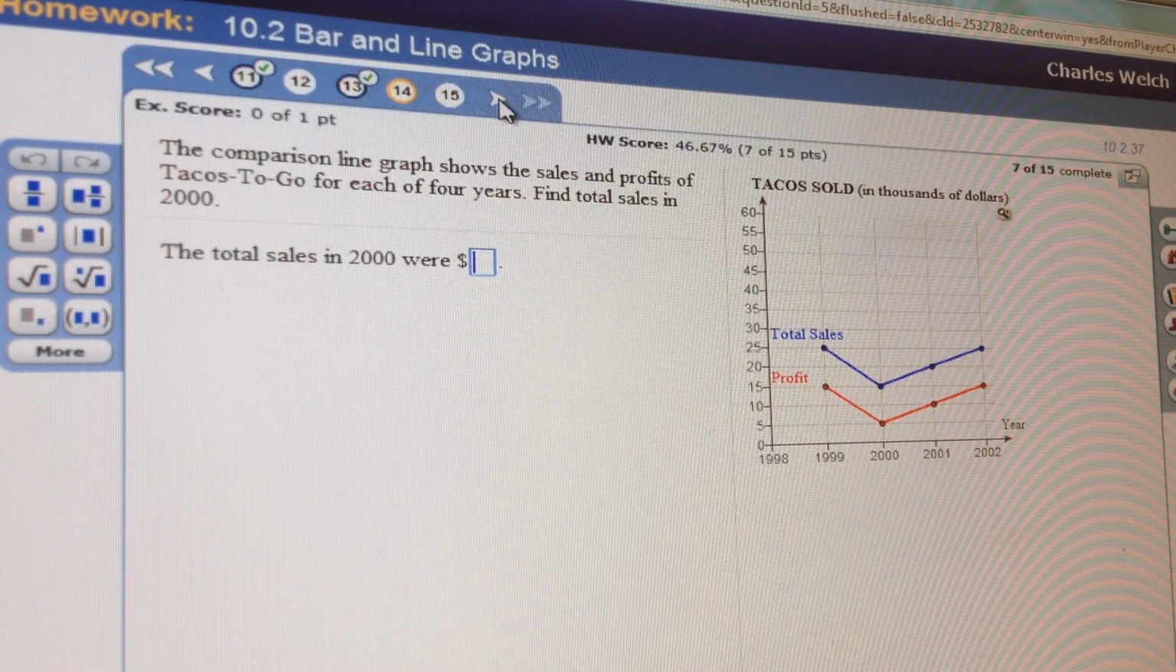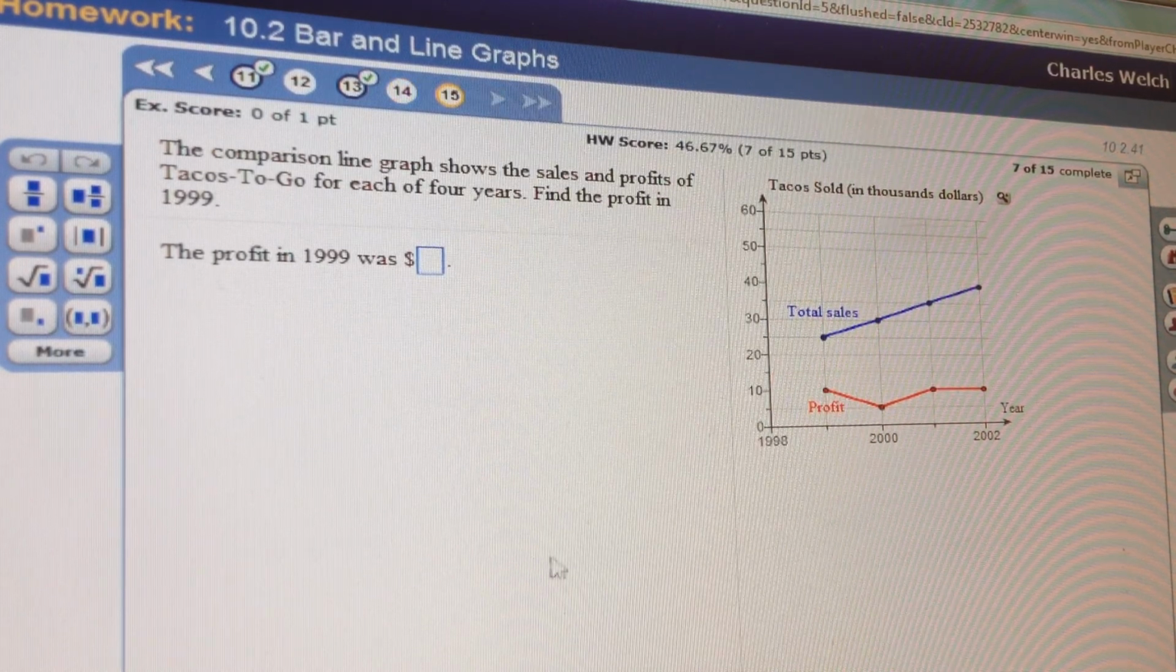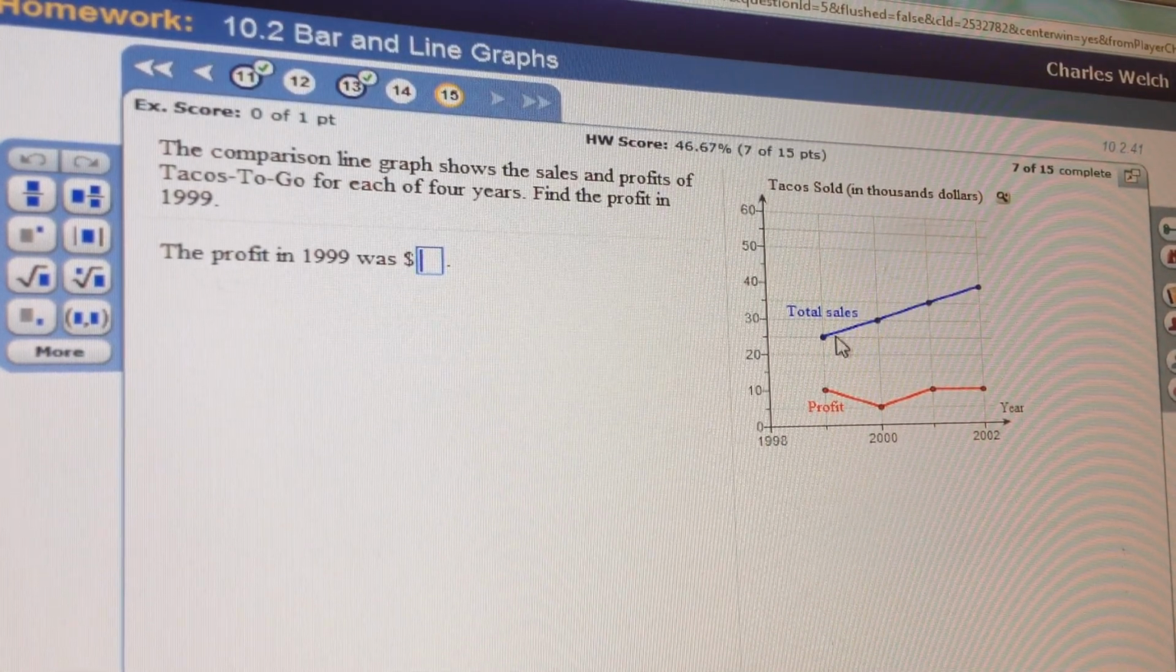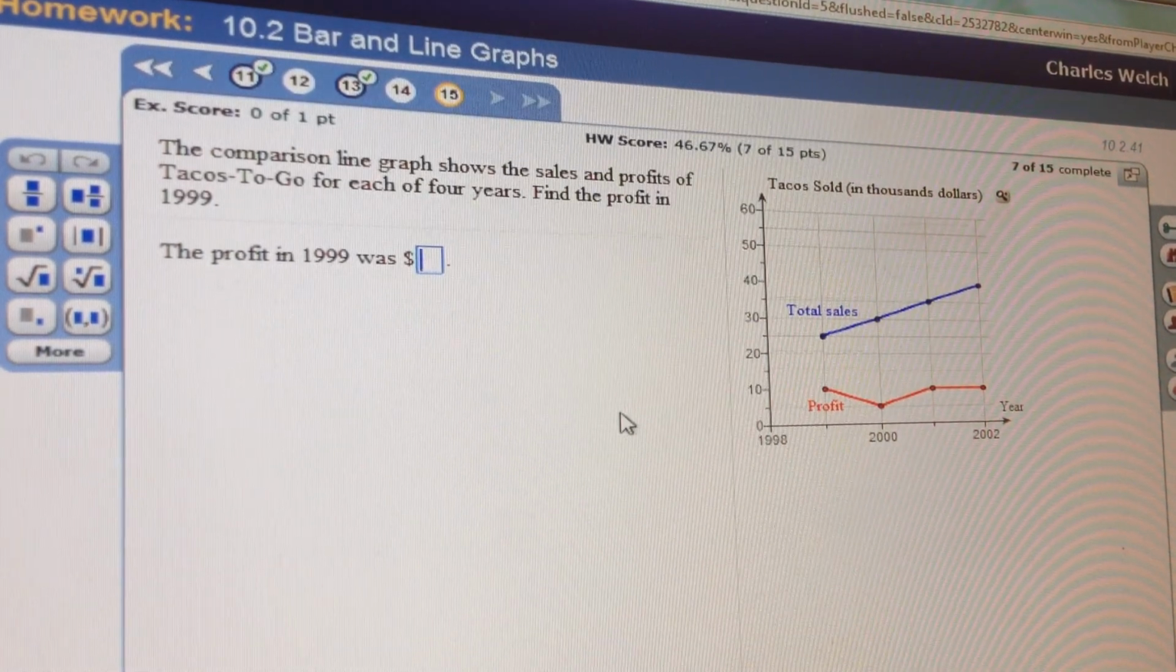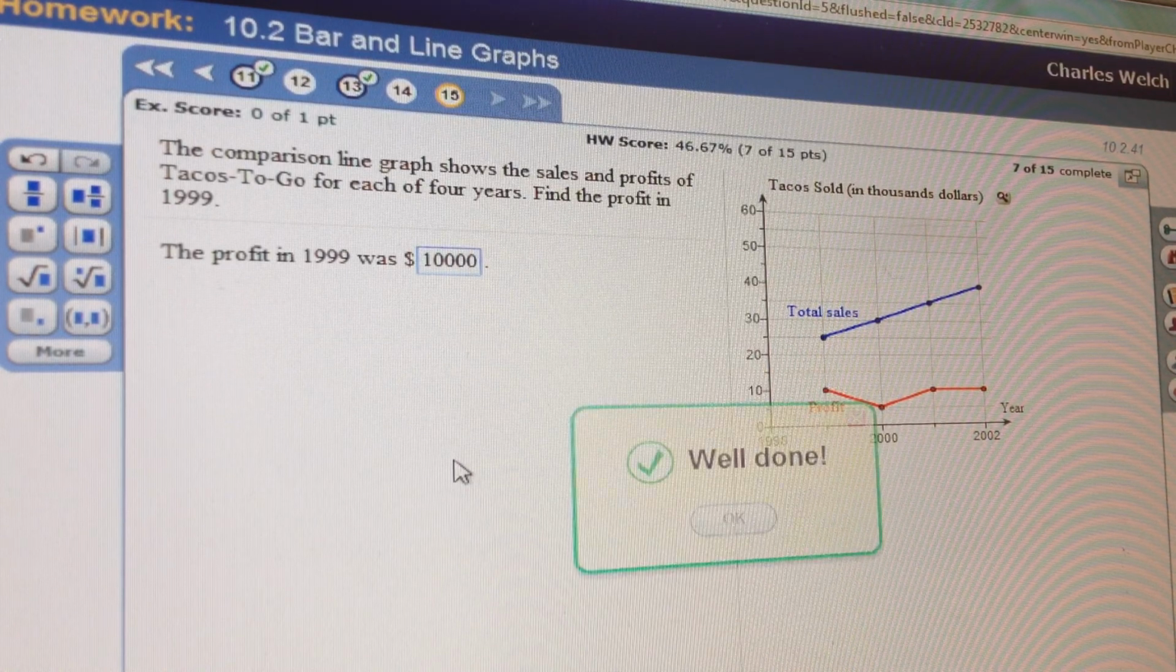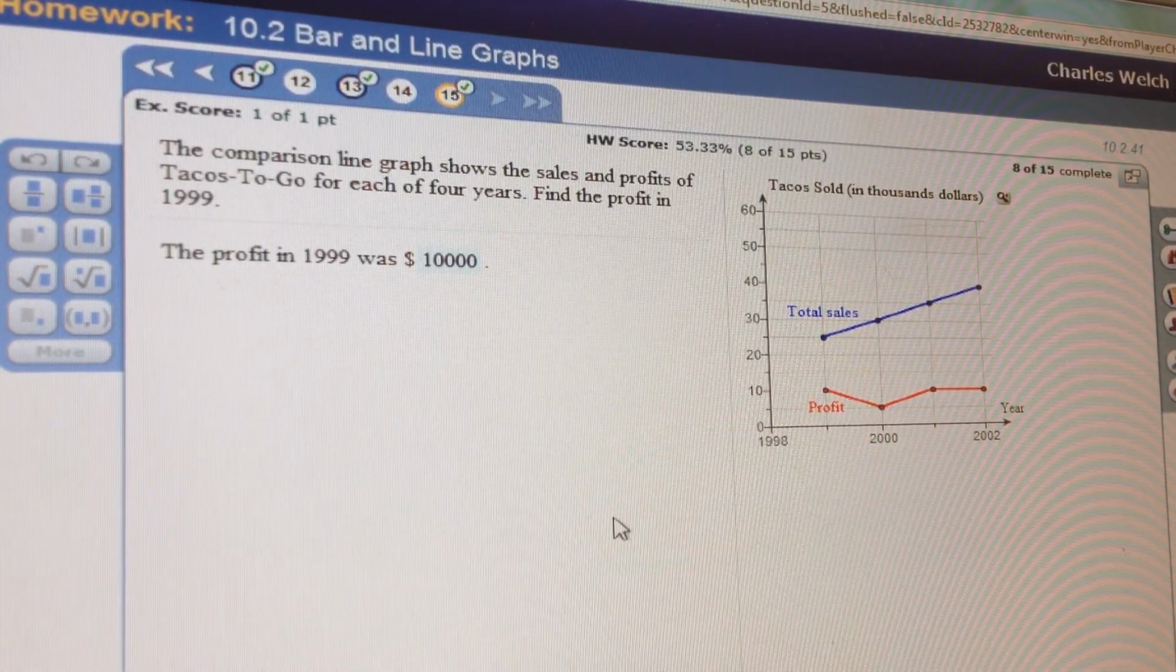So line graphs, changes over time. This is an interesting one. We see here, while total sales for Taco to Go in this graph steadily went up, actually their profit dropped some here and then started going up and then leveled off. So something was happening here that was eating into their profits from 1999 to 2000. The profit in 1999, looks like that was 10, and that's in thousands, so 10,000. Check, and good.